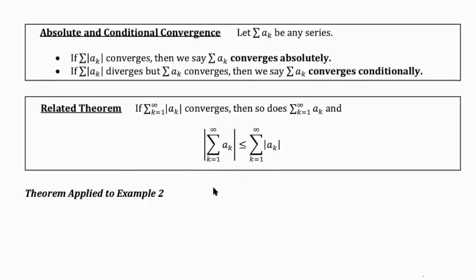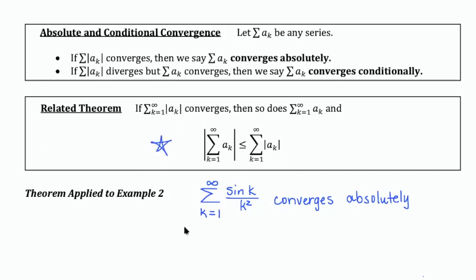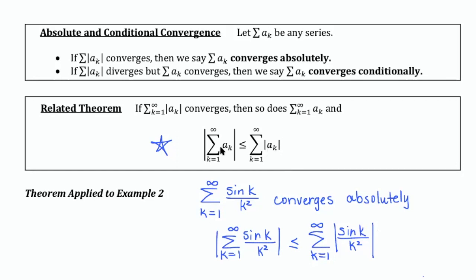In example 2 that we were just looking at, it was the original series without the absolute value. Based on this new terminology, we have shown that this one converges absolutely, because not only does it converge, but so does the series based on its absolute value. So because this one converges absolutely, we can apply this theorem. I went ahead and substituted my a sub k into both sides of this inequality.